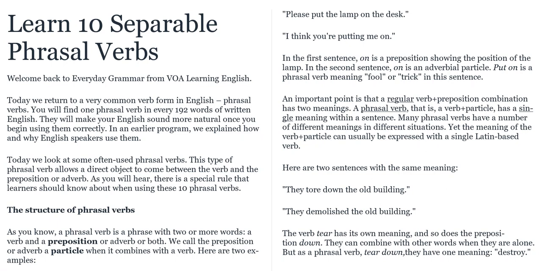An important point is that a regular verb plus preposition combination has two meanings. A phrasal verb, that is, a verb plus particle, has a single meaning within a sentence. Many phrasal verbs have a number of different meanings in different situations. Yet, the meaning of the verb plus particle can usually be expressed with a single Latin-based verb. Here are two sentences with the same meaning. They tore down the old building. They demolished the old building.